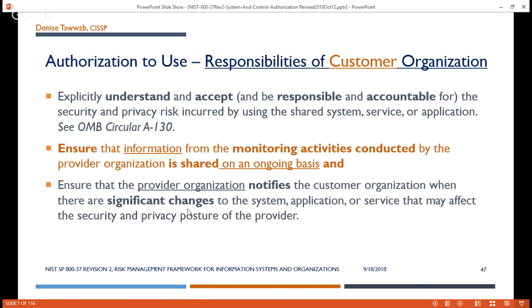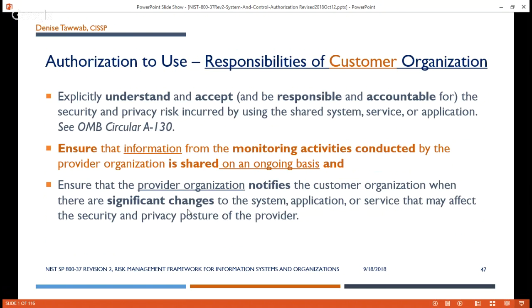Okay, under an authorization to use, the customer organization also has responsibilities. Their responsibility is to explicitly understand and accept and be responsible and accountable for the security and privacy risk incurred by using the shared system, service, or application. You can look at OMB Circular A-130. That's the Office of Management and Budget. They have a document called Circular A-130 that goes into more detail about your responsibility and accountability for shared systems.